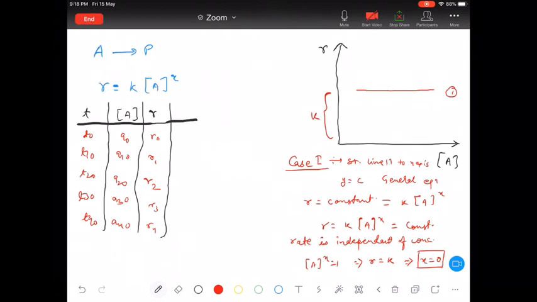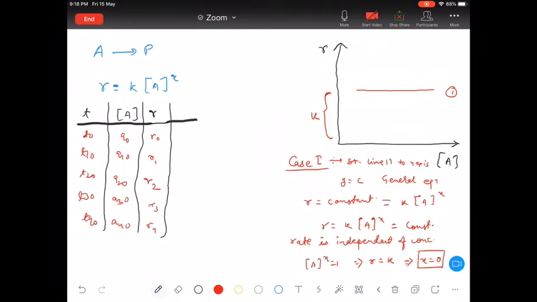This is the only case when a to the power x will be 1. Either a is equal to 1, that is not the case, a is changing, or x is equal to 0. Anything raised to power 0 is 1 only, correct? So x will automatically come out to be 0.